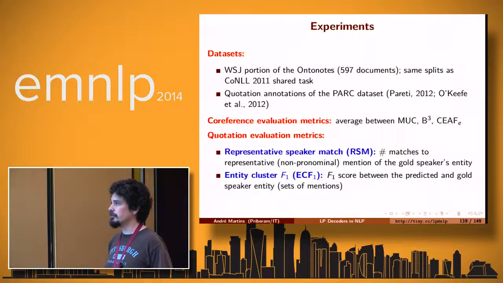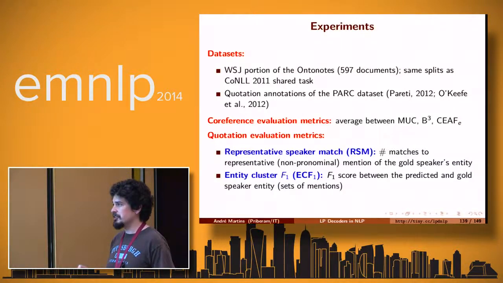We used the Wall Street Journal portion of the OntoNotes with the same splits as in the CoNLL 2011 shared task. This was for the coreference annotations. And for the quotation annotations, we used the data set created by Silvia Pareti and Tim O'Keefe, that also annotates the quotations in a subset of the Wall Street Journal. So we can combine these two annotations and have a single data set for tackling the two tasks together.